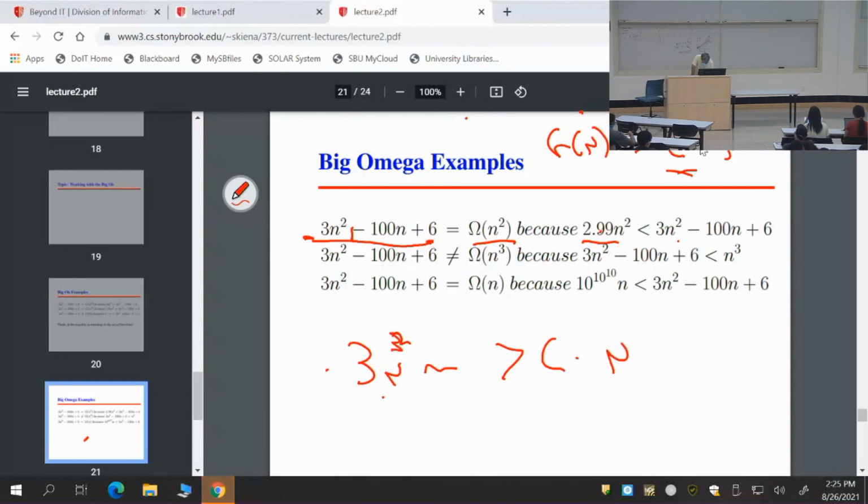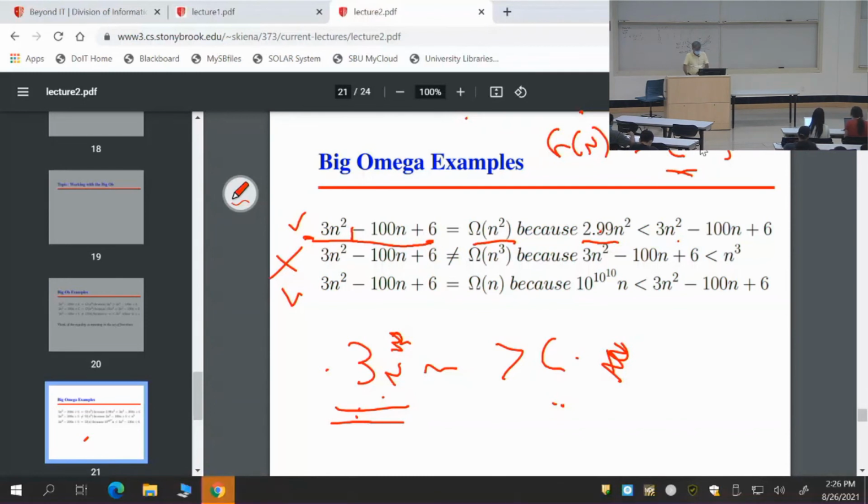If we cancel the n, it should be clear that on this side we've got 3n. On this side, we've got a constant. For large enough n, this is eventually going to have to beat that, no matter how big the C is. Any questions? So this has the big omega, this has the big omega, this has not got the big omega.